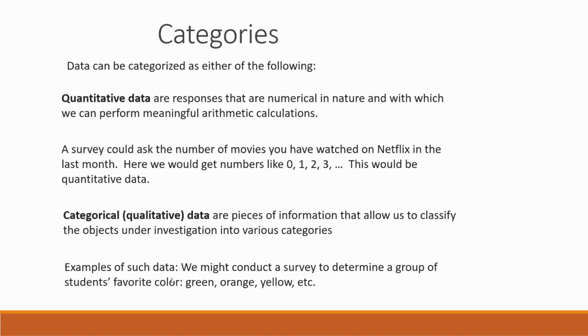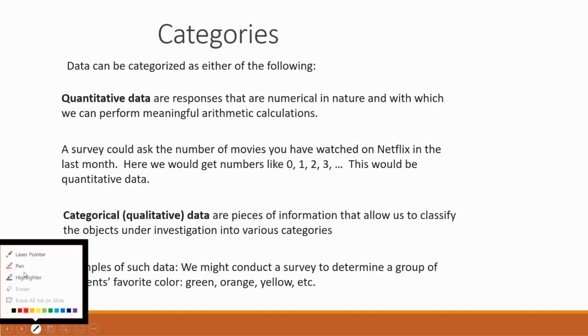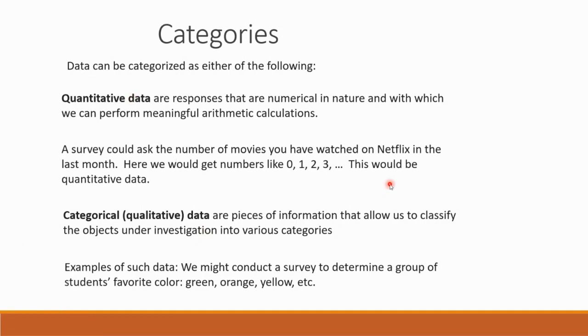And basically, the other kind of data is categorical data. That helps you classify objects under investigation, but basically for us, it's going to be either quantitative or qualitative data. And if it's not quantitative, it has to be qualitative. For instance, you might ask a group of people what their favorite color is. That would be qualitative data, right? You can't do arithmetic calculations with this. If you were to add up colors and try and take an average, does that even make sense? Well, no. So that's what happens here.